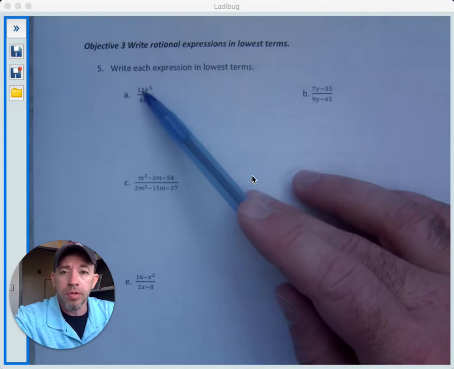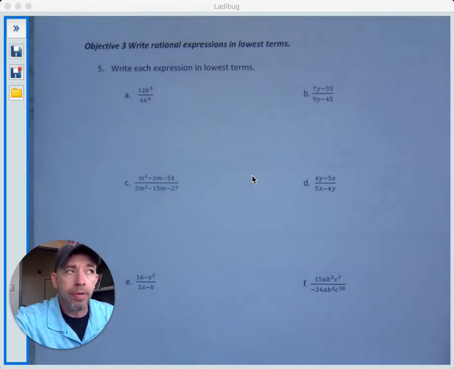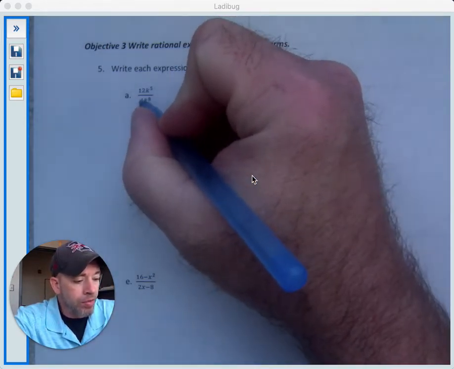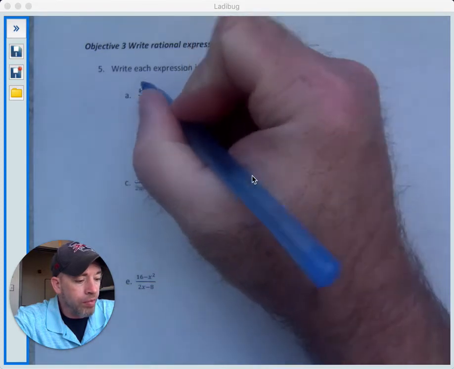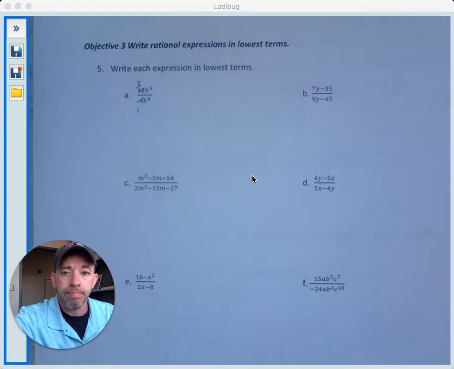If you look at the numbers, 12 and 4, what goes into both 12 and 4? You might say, well, 4 does, right? So let's work with that first. We can take 4 into 12, so 4 goes into 4 once, into 12 3 times. So we can replace the 12 and the 4 with the 3 and a 1.